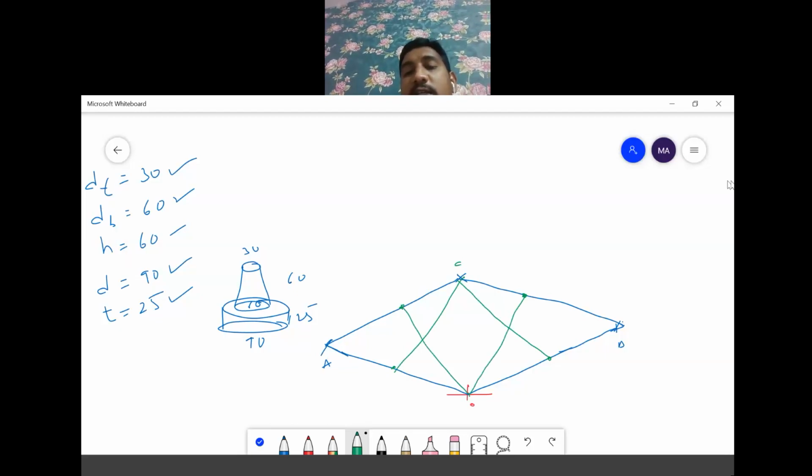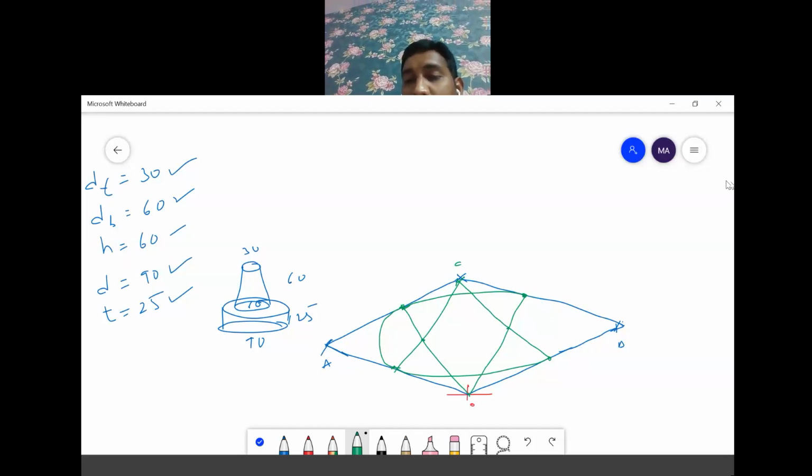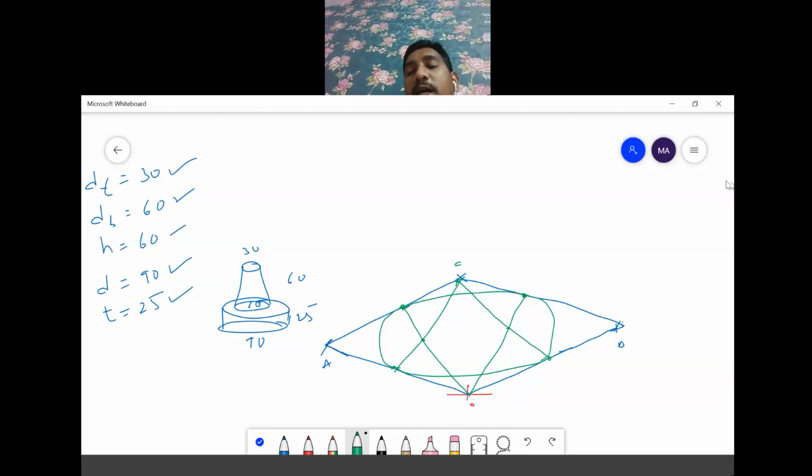I'm taking this as a center, this as a radius, and drawing one arc. This as a center, this as a radius, one arc. Taking this as a center, this as a radius, one arc, and another arc. Okay, it will be a circle of 90 mm diameter.